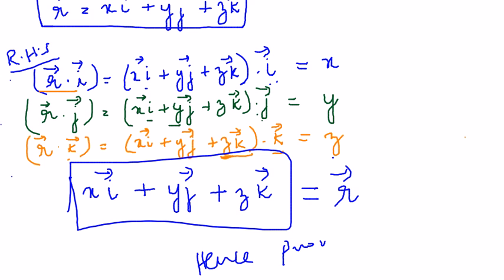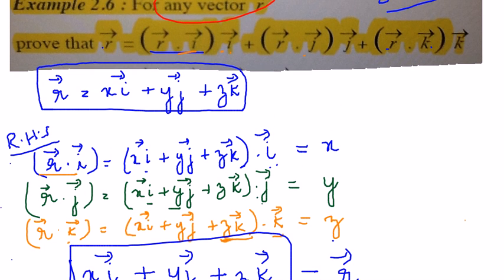It's a very easy 3-mark sum. All you have to do is assume r vector to be an arbitrary vector xi plus yj plus zk, and then keep following whatever is asked in the right hand side. You will fall into the answer.